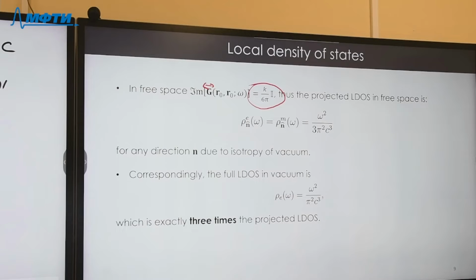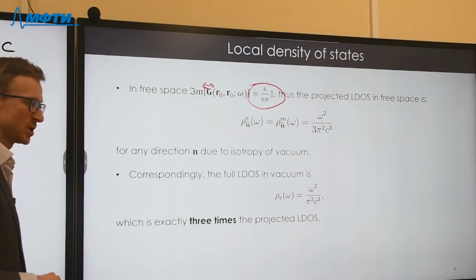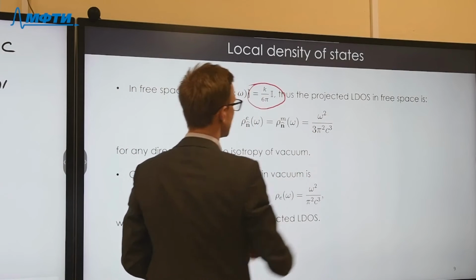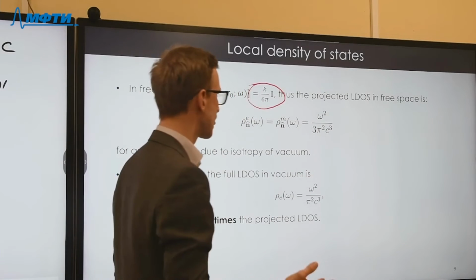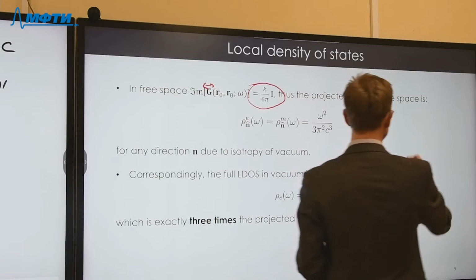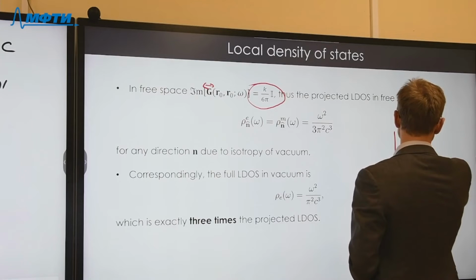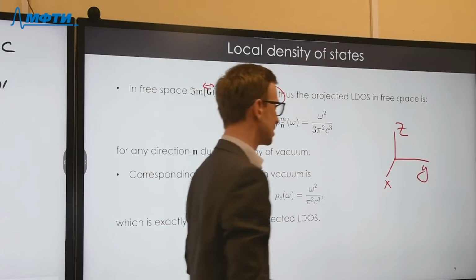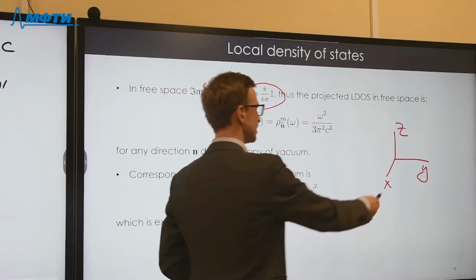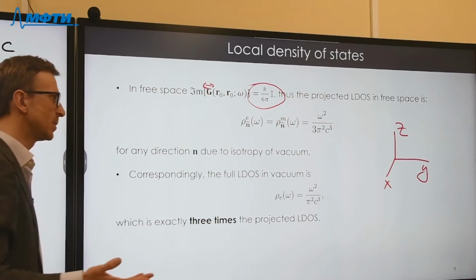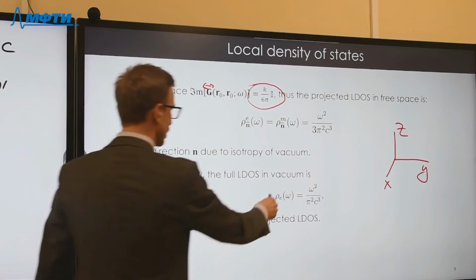And now if you calculate the full local density of states, not projected, simply by counting the modes and projecting them, we will obtain this, which is just 3 times this expression, which makes sense because if we have the full local density of states, we can project it onto 3 possible directions, x, y, z. And of course, the total density of states should be just the sum of all 3 projected ones, which are equal because of the isotropy, and we obtain this result.